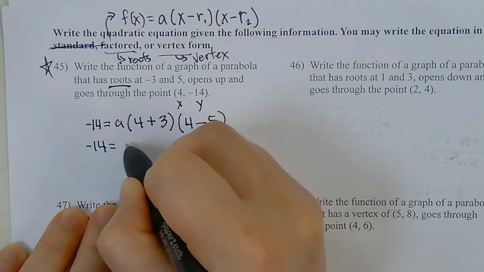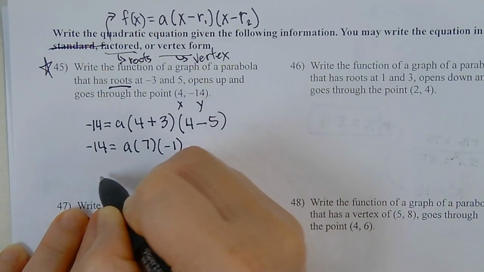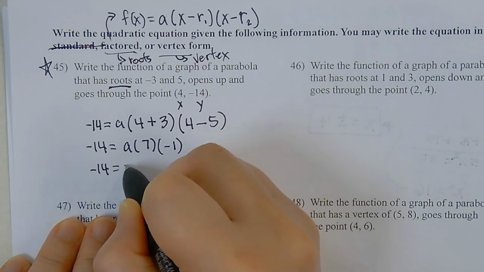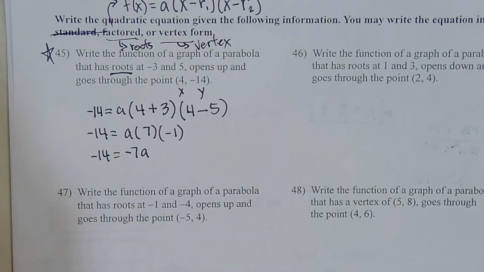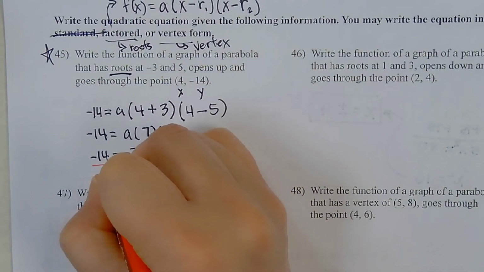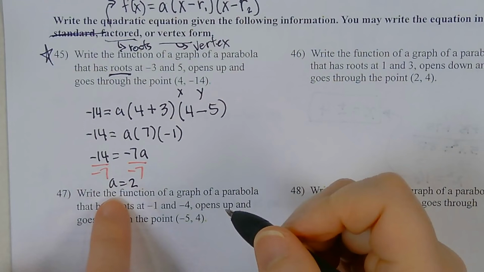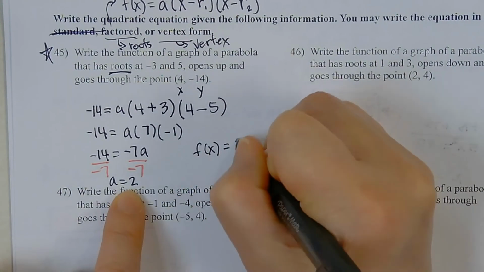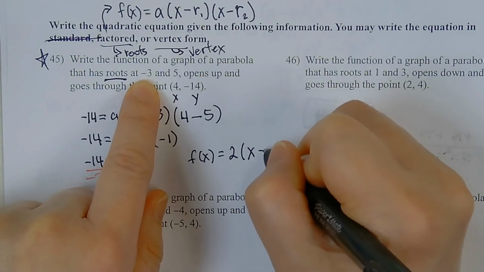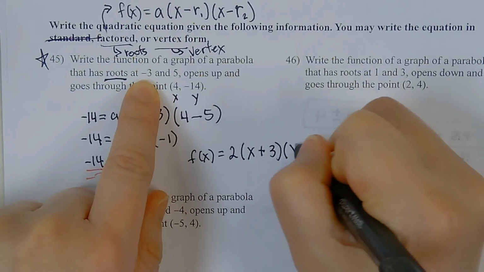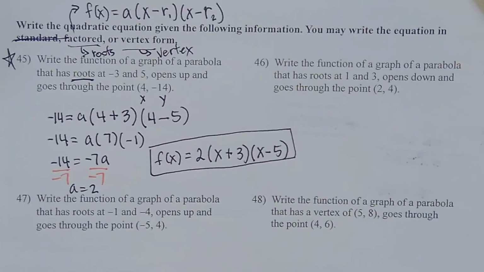So -14 equals a times, this is 7, and this is 4 minus 5, which is -1. So -14 is equal to 7 times -1, which is -7a. We always put the number in front when they're multiplying. It's common practice. Now we're just going to solve. Divide by -7 on both sides, and we get a is equal to 2. So now we're just going to plug it in. So f of x is equal to 2 times x minus -3, which is the same as x plus 3, and then x minus 5. There is my equation.